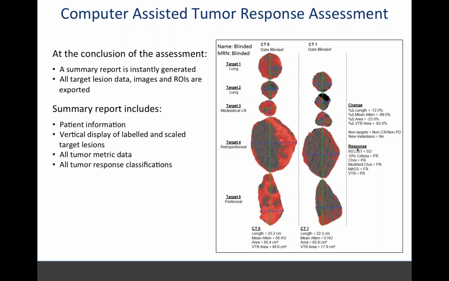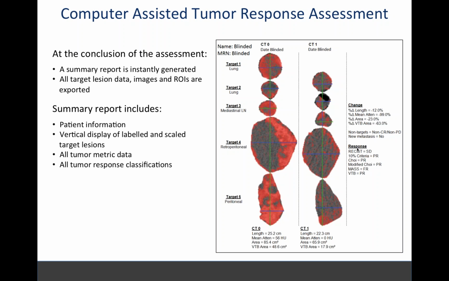So it also tracks all tumor metric data. If you look at the bottom, you can see all these metrics on there, the hardcore metrics. But maybe you're a summary guy and you like the big picture, so look in the top right, and you have your percent change in length and mean attenuation, area, vascular tumor burden, et cetera. What happened to the non-target lesions? What's going on? Are there new metastases, yes or no?